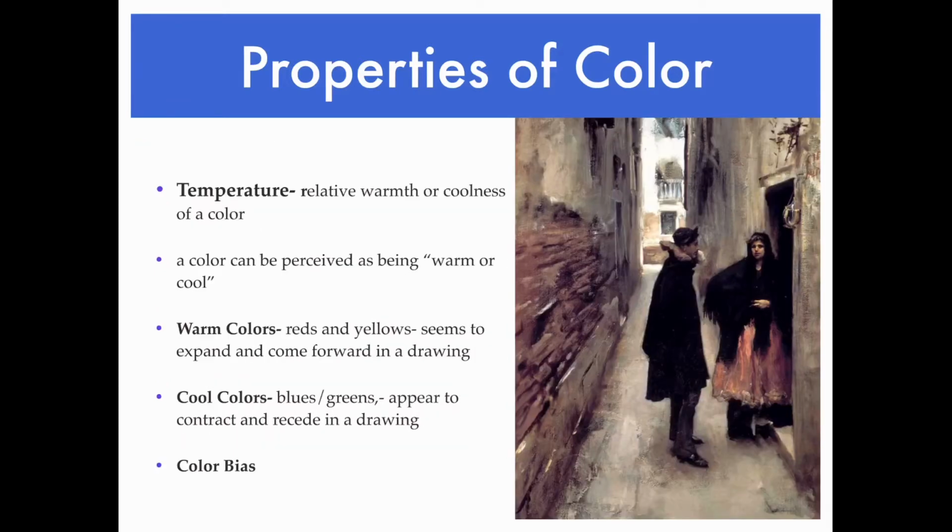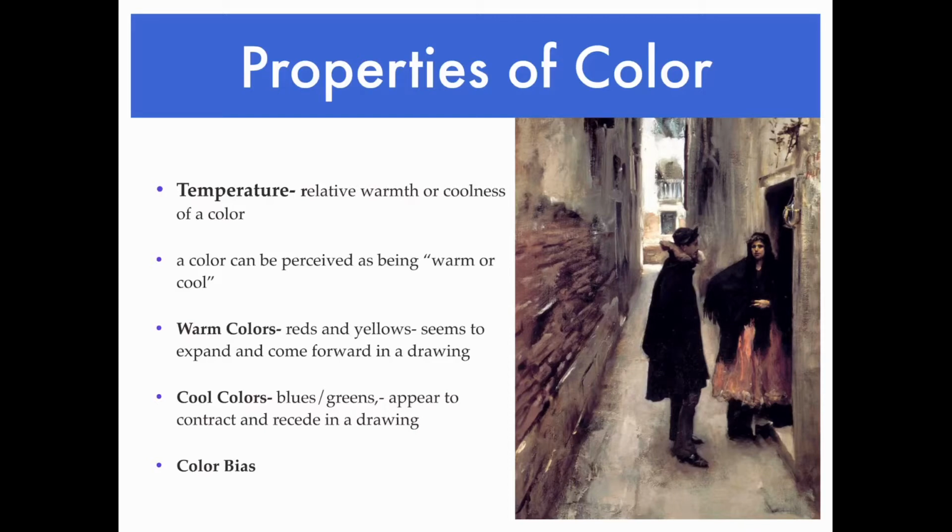Another thing that I want to mention, and this is separate from the three properties of color being hue, value, and intensity, is that there is a thing that's called color temperature, and that refers to the relative warmth or coolness of a color. A color can be perceived as being warm or cool. We associate warm colors on the color wheel to be your reds, oranges, and yellows. These colors seem to expand and come forward in a drawing. So these are good to use at a higher intensity for objects that are in the foreground of your drawing.